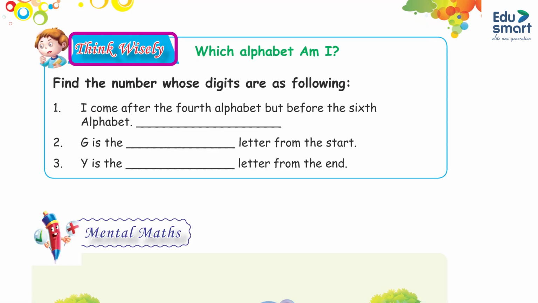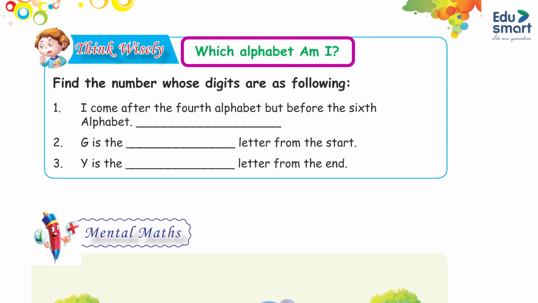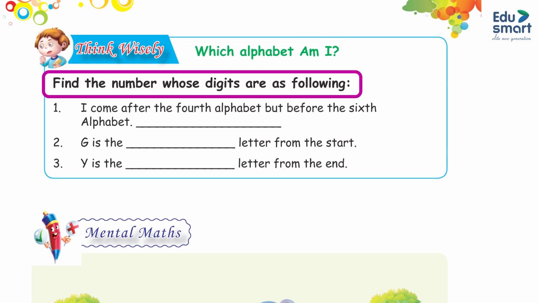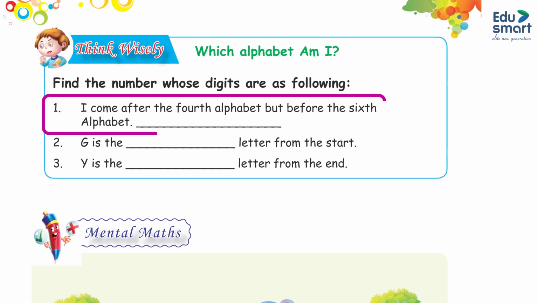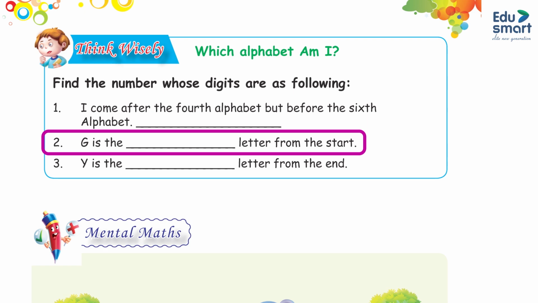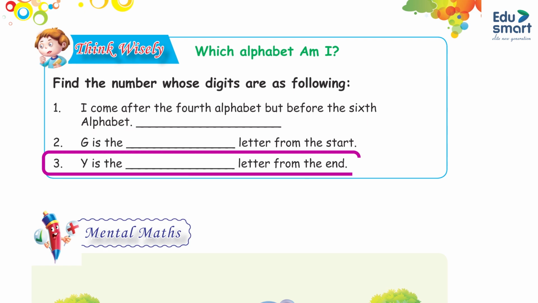Think wisely. Which alphabet am I? Find the letter whose clues are as follows. 1. I come after the fourth alphabet but before the sixth alphabet. 2. G is the dash letter from the start. 3. Y is the dash letter from the end.